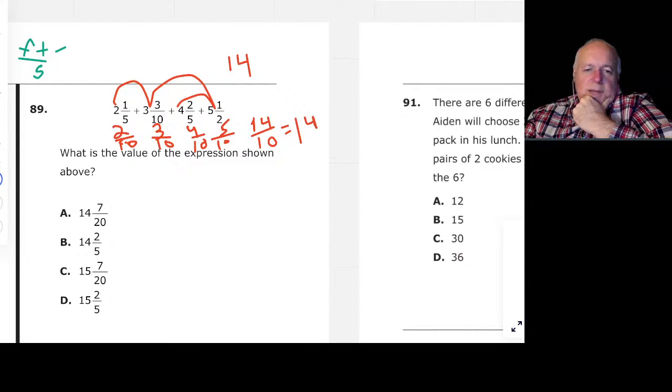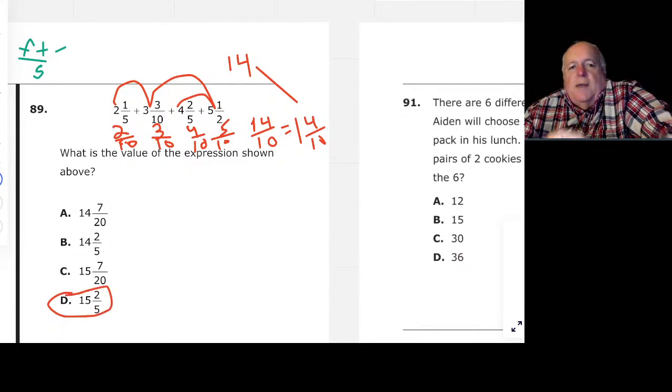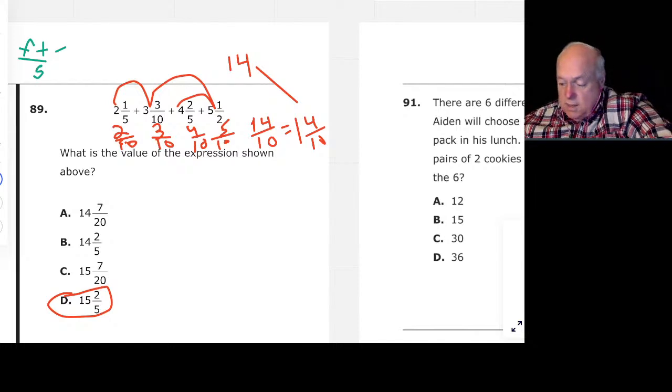So all we need to do now is take the 14 and add it to this. So we get 15 and 4/10, and 4/10 is equal to 2/5. So our answer would be D. Okay, easy peasy. This is like a 30-second problem. Bing, bang, boom. By the way, the previous question should have also been a bing, bang, boom question.